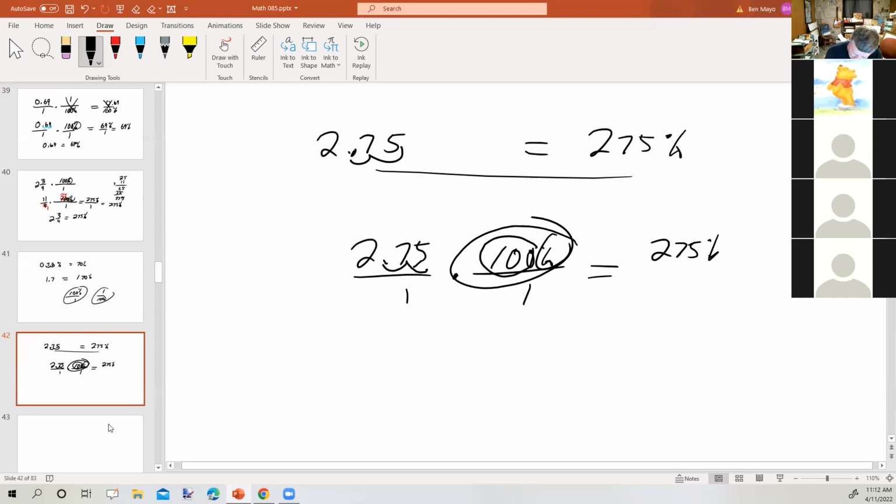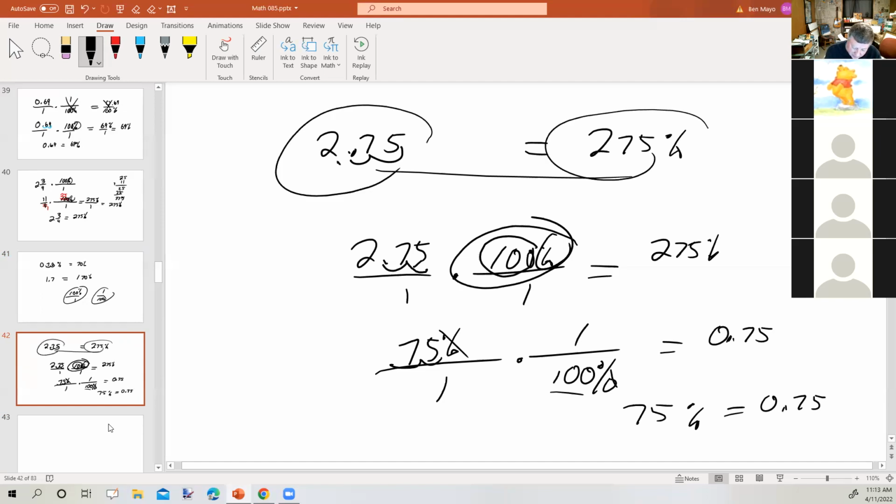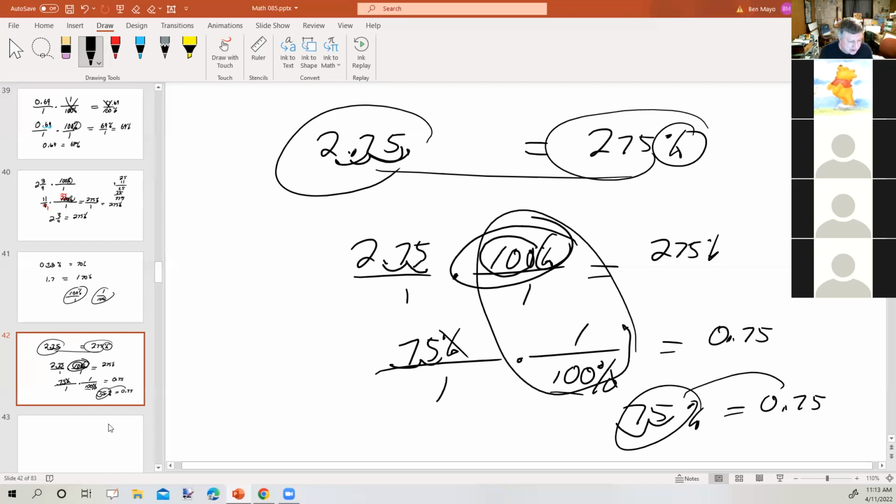What about going the other direction? What about 75%? Well, if you multiply by 1 over 100%, what does that do? Well, the 100 moves the decimal point 2 places to the left, and you get rid of the percent. So 75% is 0.75. So the shortcut is to convert a decimal to a percent, you move the decimal point 2 places to the right and add a percent. To move a percent to a decimal, you move the decimal point 2 places to the left and get rid of the percent. And if you memorize those rules, that's great. But if you forget them, you can always go back to this and reconfirm how to do that. Does that make sense?